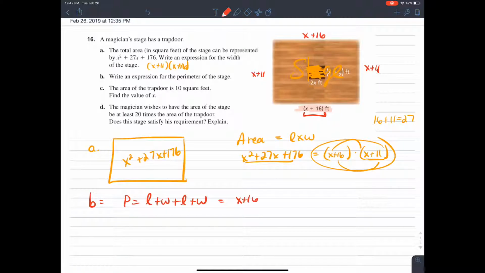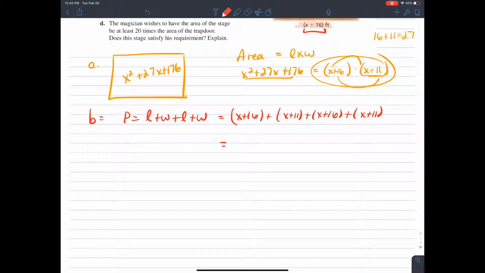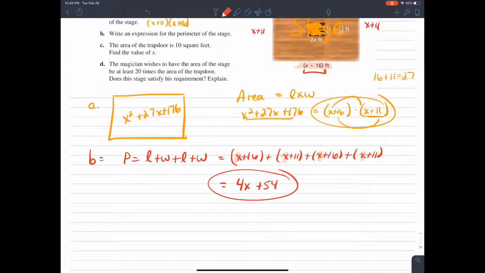So x plus 16 was our length. We'd add another width, which was x plus 11. The next side length was x plus 16. The next side length was x plus 11. So we just have to combine all of our like terms. So how many x's? There's 1, 2, 3, 4. So we have 4 x's. I'm just using my calculator to add those numbers together, but we have 16 plus 11 plus 16 plus 11, and that gives us 54. So this is our perimeter.